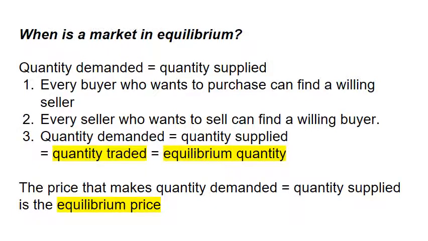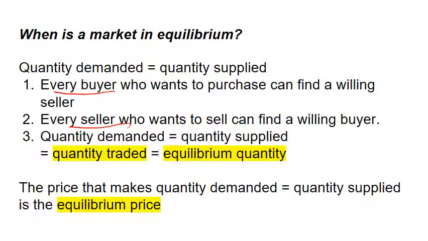A market is in equilibrium when the quantity demanded equals the quantity supplied. The market is in equilibrium when the quantity demanded equals the quantity supplied because every buyer who wants to purchase can find a willing seller, and every seller who wants to sell can find a willing buyer.